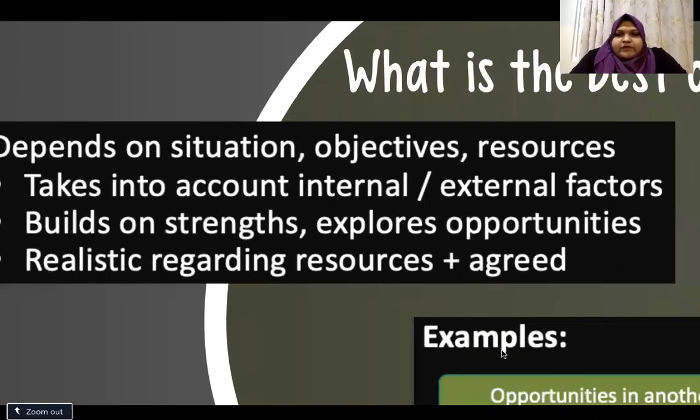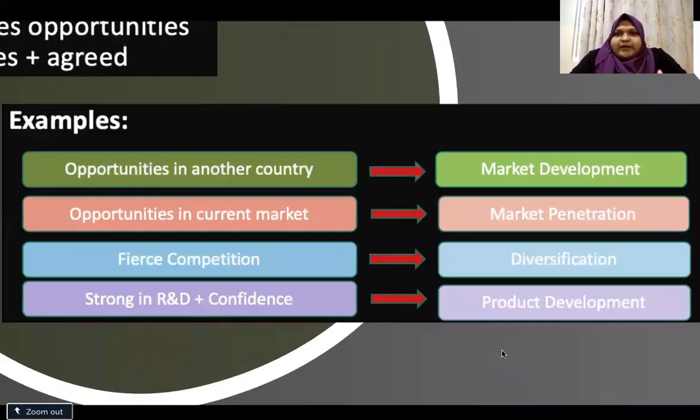Now, I'll give you a few examples of how a company can decide which strategy to take. Suppose they found an opportunity in another country. You go for market development. Suppose the company found that there's still opportunity in the current market. You go for market penetration.